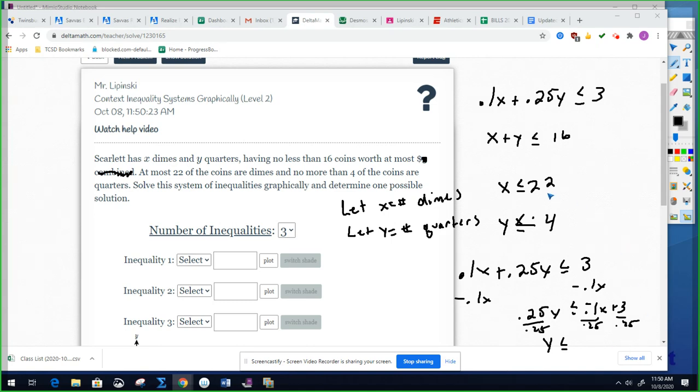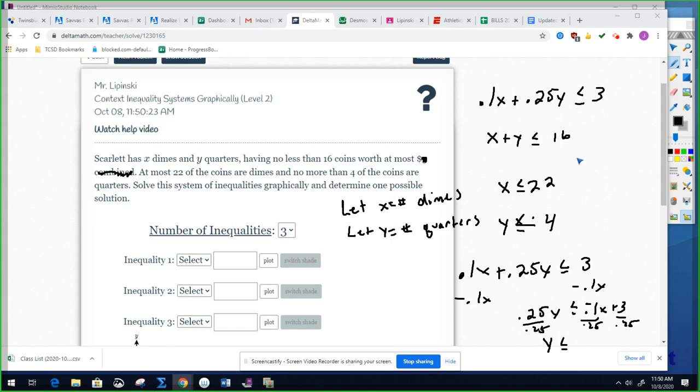Okay, and then I've got x plus y is less than, again, having no less than 16 coins. Okay, I wrote that sign wrong. That should be a greater than or equal to, because no less means you have more than that. So x plus y is greater than or equal to 16. So I would have y is greater than or equal to negative x plus 16.